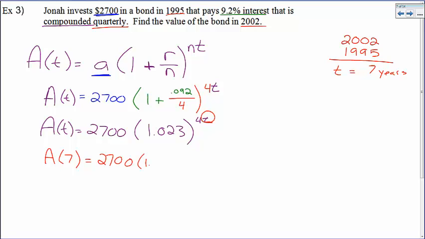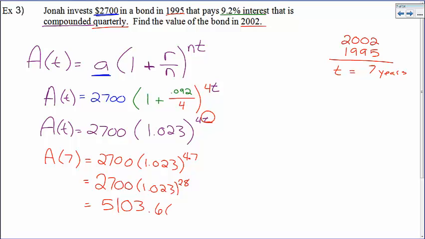And I'm just using function notation here. A at t equal to 7 is equal to 2700 times 1.023 raised to the 4 times 7. You don't necessarily have to simplify it, but I have here. And if you plug everything into your calculator correctly, you should get a final value of $5,103.66, which is the amount that Jonah will have in 2002, assuming he leaves his money alone.